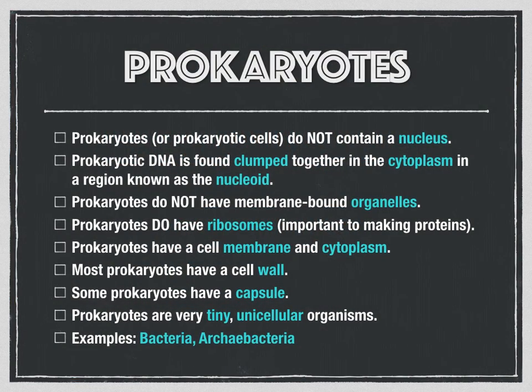Let's review what prokaryotes are. Prokaryotes, or prokaryotic cells, do not contain a nucleus. Pro means no, and eu means true. Prokaryotic DNA is found clumped together in the cytoplasm in a region known as the nucleoid. Prokaryotes do not have a membrane-bound organelle. They do have ribosomes, they have a cell membrane and cytoplasm, and most prokaryotes have a cell wall. Some prokaryotes also have a capsule. They're very tiny unicellular organisms. Some examples would be bacteria or archaeobacteria.